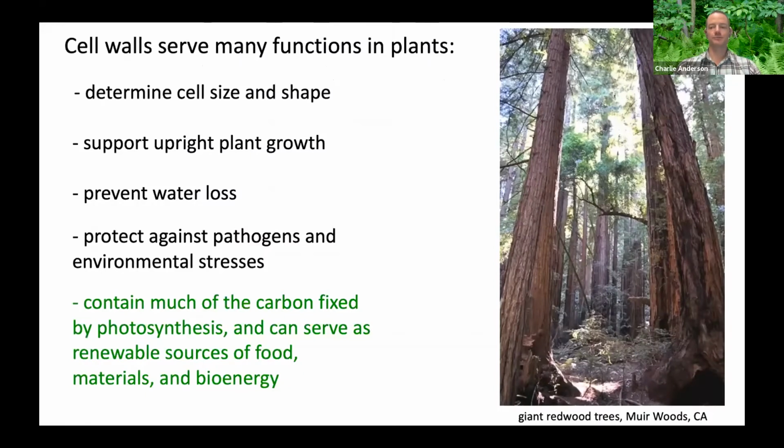In addition to performing all these nice services for humans, plants use their cell walls to perform many different functions. So the cell wall of the plant helps determine the size and shape of its cells. It helps support upright plant growth. So this is Muir Woods out in California, where I did my PhD and postdoc. And you can see that these giant redwoods are producing truly enormous growth based on their cell walls. The cell wall also prevents water loss from the plant. It protects it against pathogens and environmental stresses. And again, it contains much of the carbon that's fixed by photosynthesis and can serve many different purposes for human society.